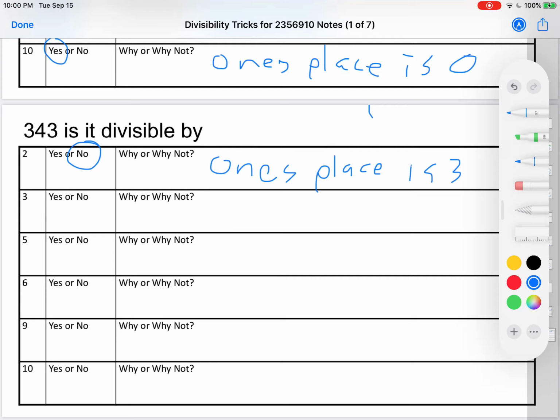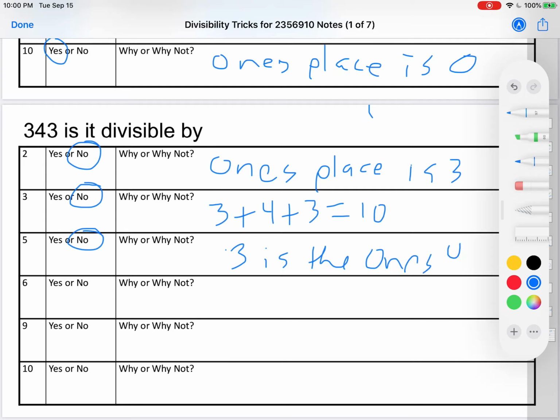3. Well, let's add the digits. 3 plus 4 is 7, plus 3 is 10. That's not divisible by 3. So you'd say no. And you do 3 plus 4 plus 3 equals 10, which is not divisible by 3. 5, is the ones place 0 or 5? No. So why or why not? Because the 3 is the ones place.